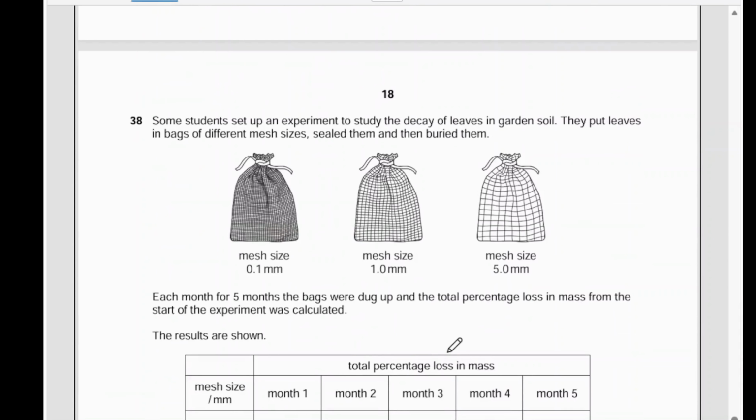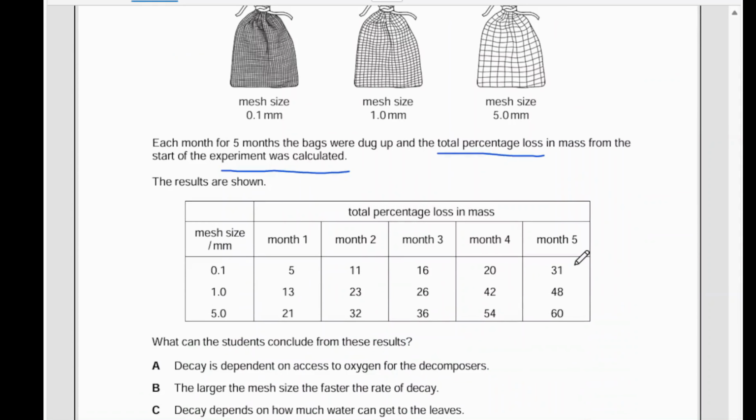Next one: there are three mesh sizes given, meaning the net size. Okay, so what are they studying? Students are studying the decay of leaves in the garden soil, and they use different mesh sizes, seal them and bury them. Each month for 5 months, a bag was dug up and the total percentage loss in the mass is calculated. Okay, this is the reduction. There would be an increase in mass, and the increase is given.